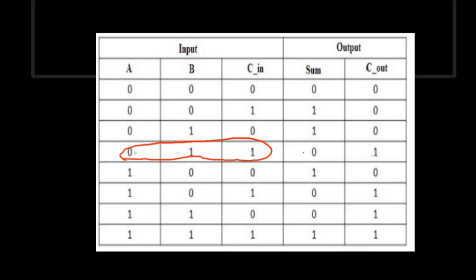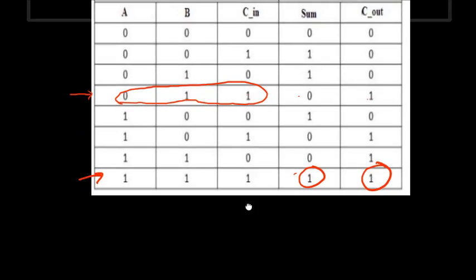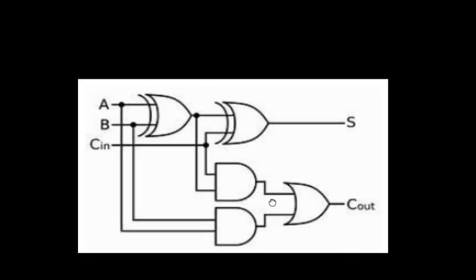Same way, if we observe properly, wherever there are 2 ones, we get sum is 0 and carry is 1. And in the final case, we have 3 ones. So 1 plus 1 is 0, carry 1. Then 0 plus 1 is 1. So sum is 1 and carry is also 1. So this is the truth table for a full adder. Now in order to design this, we have this particular circuit diagram.